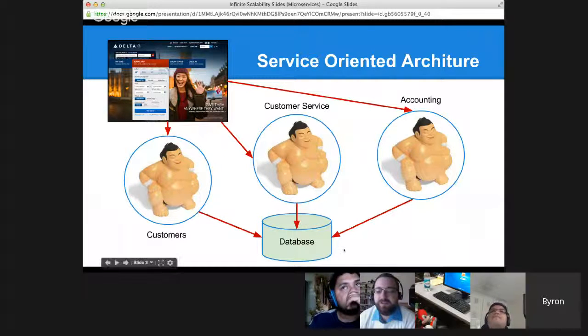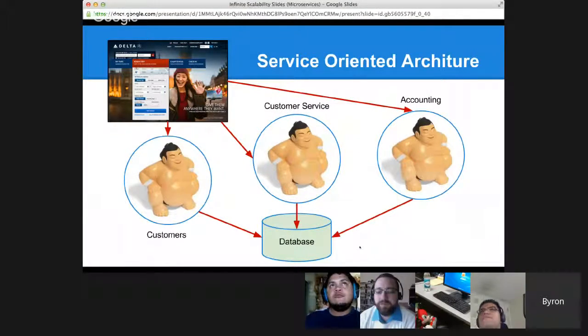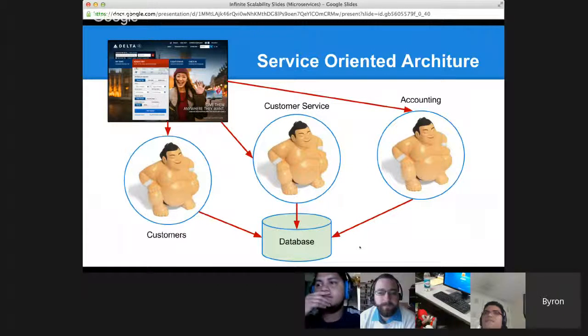Sorry to interrupt, when we're talking about a service-oriented architecture, they're often thinking in terms of users, because you've got customers, customer service, accounting, user roles. There's nothing that says that, but it's just the way that I've seen it implemented. Okay, fair enough. But notice here at the bottom, there's only one database.